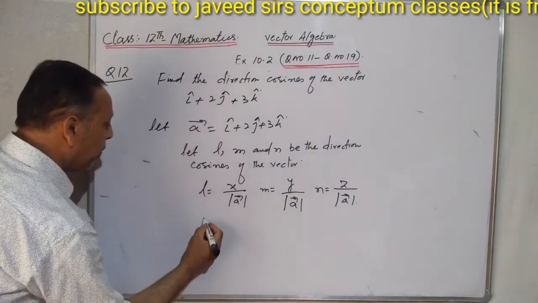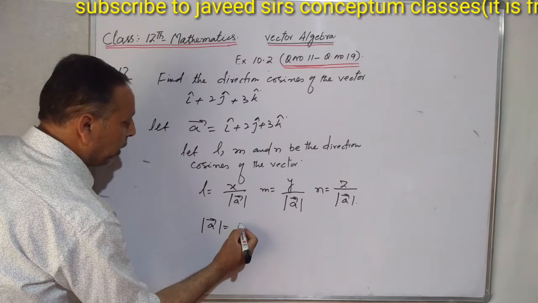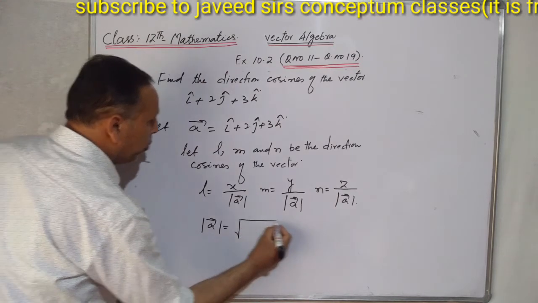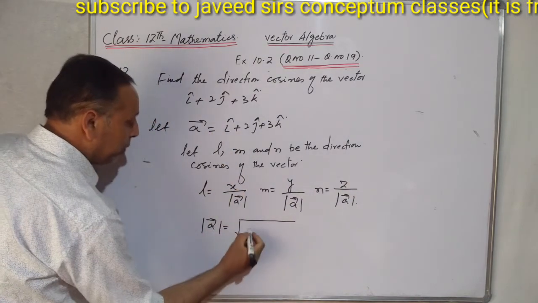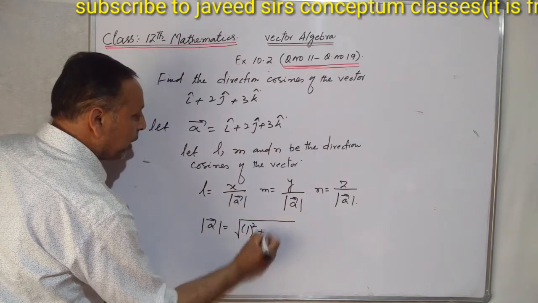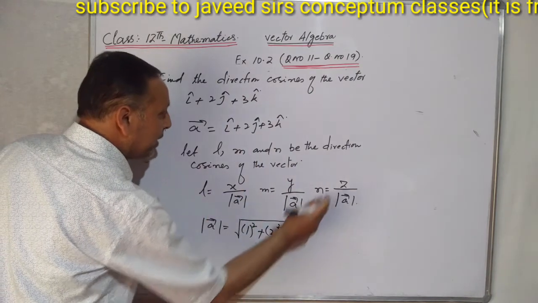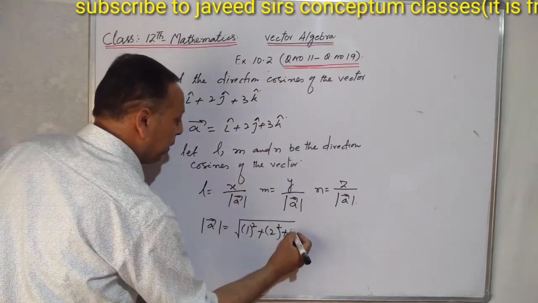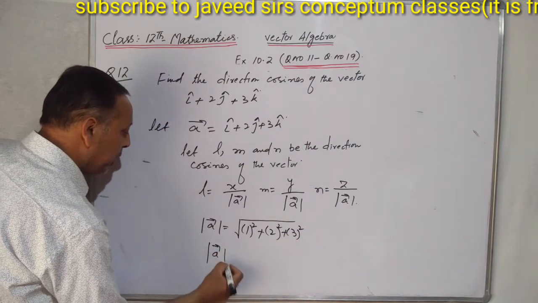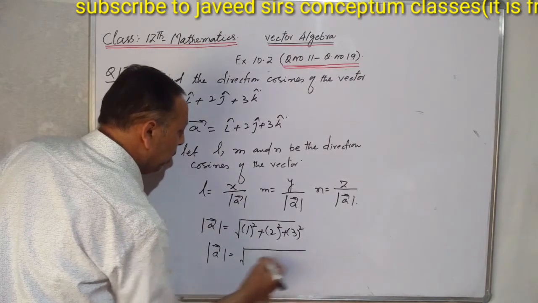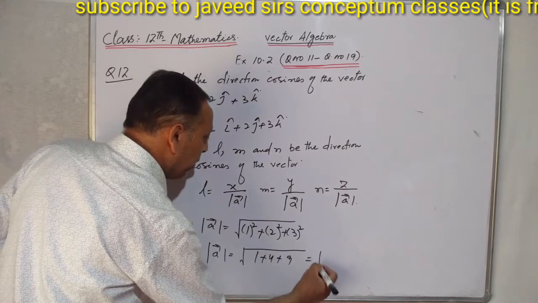The magnitude of vector A is equal to under root of x square plus y square plus z square. What is x square? Coefficient of i cap means 1 square. Y, coefficient of j cap means 2 square. And z, coefficient of k cap means 3 square. So magnitude of vector A is equal to under root of 1 plus 4 plus 9. It is under root of 14.